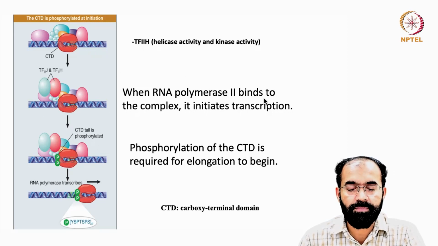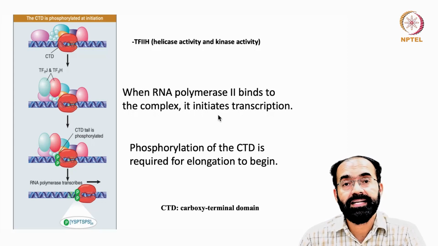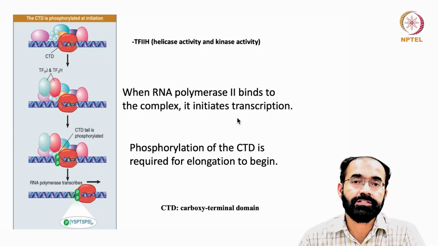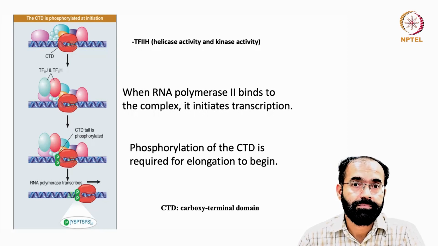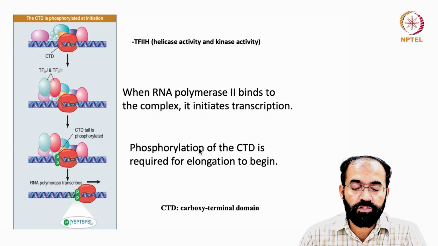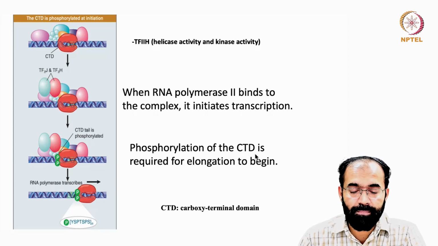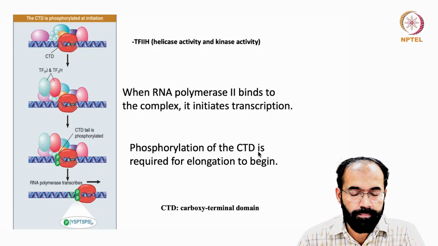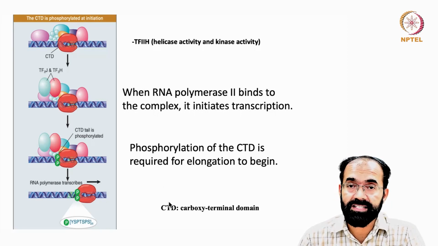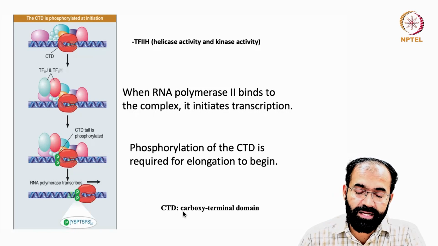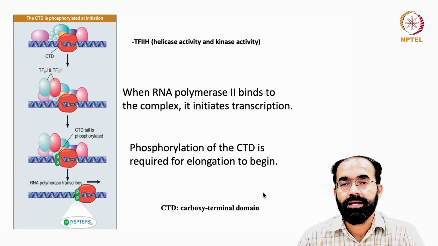So when the RNA polymerase 2 binds to the complex, it initiates the transcription, which is the complex made of TF2 D, A, H, like that. So the phosphorylation of the C-terminal domain, that is called CTD, is required for the elongation to begin. So what is C-terminal domain? C-terminal domain is the carboxy terminal domain.